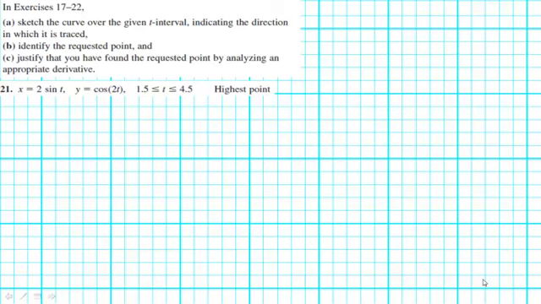Okay, so here's problem number 21 from section 10.1. Sketch the curve on the given t interval and indicate the direction in which it's being traced. Now, what I'd like to do is spend a moment taking this back into the time that we're comfortable with and most familiar with. And that is, I'd like to take a look at this as just an XY problem.